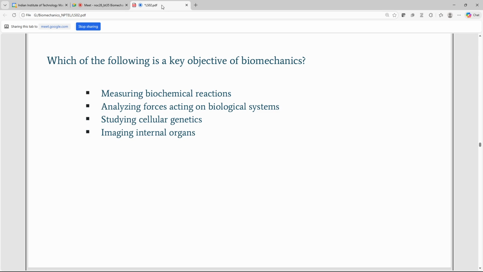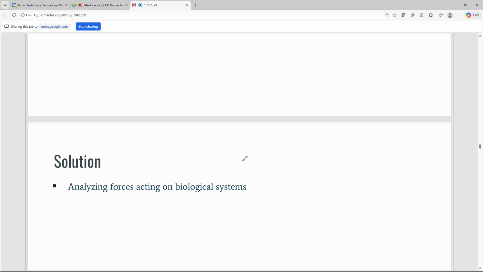Yes, option B, that is analyzing forces acting on biological systems. The just previous question was about what is biomechanics, which is applying mechanical principles on biological systems. So using mechanical principles, we can only analyze the forces. We can't measure the biochemical reactions using mechanical principles, and also we can't study cellular genetics or imaging. So only option is option B, analyzing forces acting on biological systems.